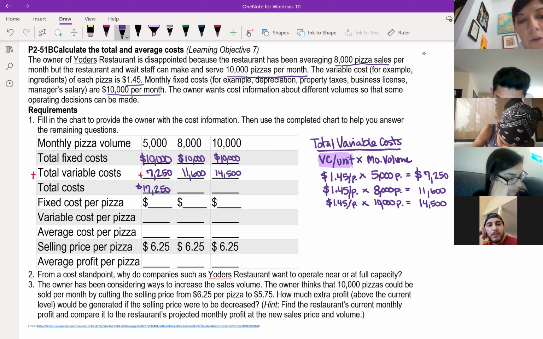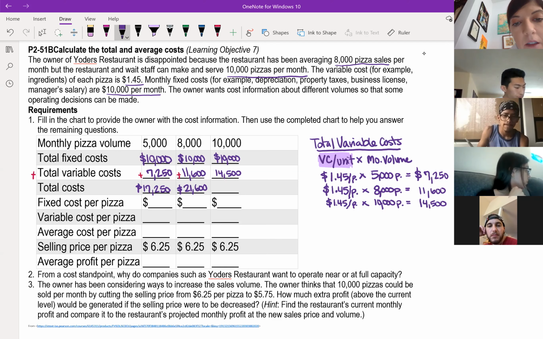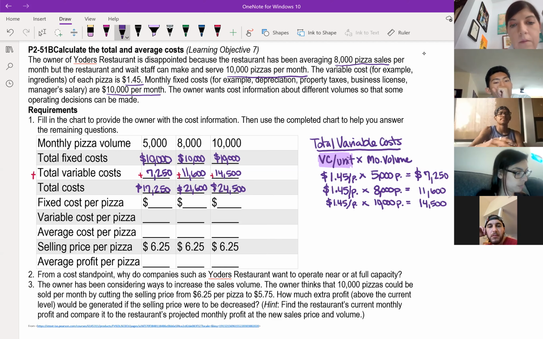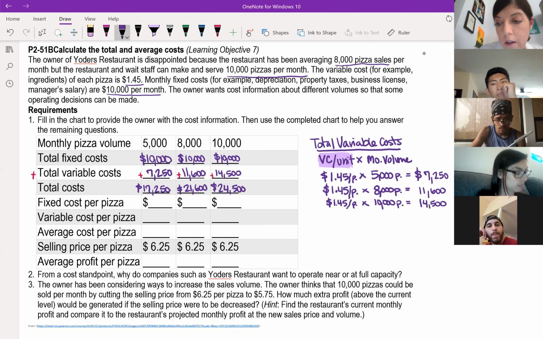18,250. When I sell 8,000 pizzas, my total cost will be 21,600. Yep. And then when I sell 10,000 pizzas, 24,500. So it's increasing because there are elements of variable costs in there, but the fixed costs remain constant.